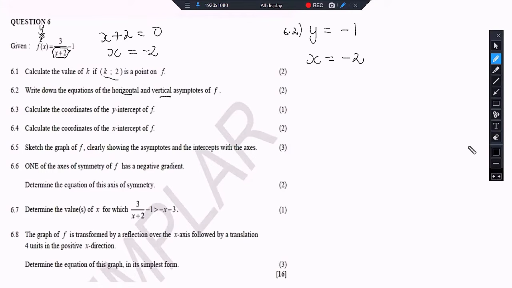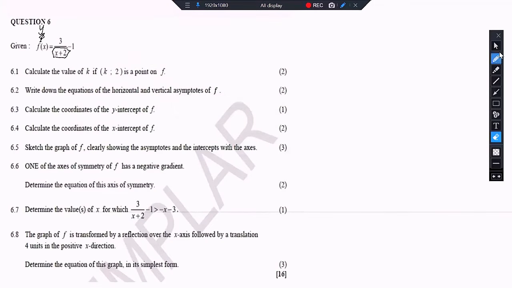Okay, then we have 6.3. It says calculate the coordinates of the y-intercept. Note this one, the coordinates, right? They're not only saying calculate the y-intercept. So I'll show you the difference why I'm saying that. If you want the y-intercept, you should remember to make your x 0, right? So every time you're looking for the y-intercept, make x 0.